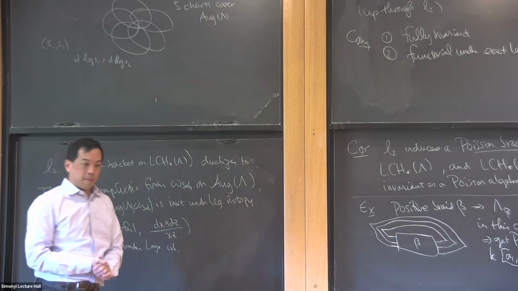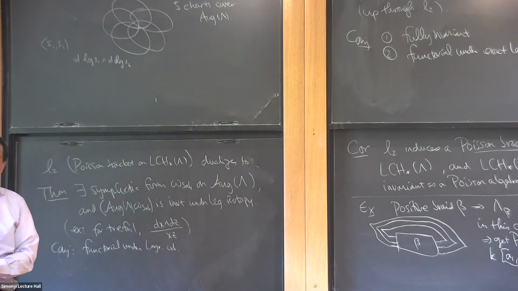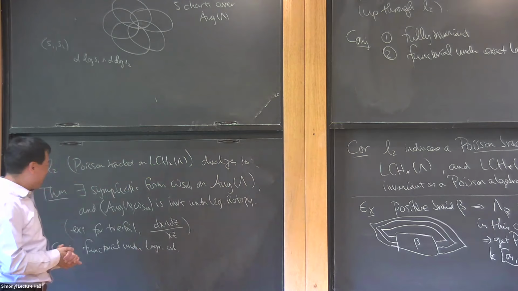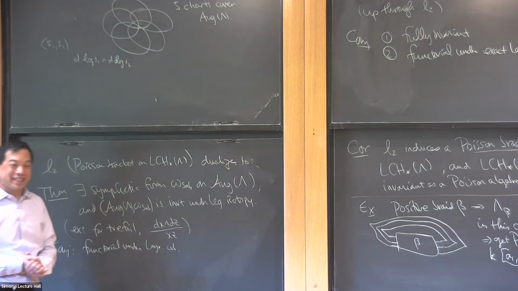Yes? Do you have examples of Legendrian knots with the same augmentation variety but a different symplectic form? Good. So right. If I'm claiming that this is a better invariant than just the augmentation variety by itself, it would be nice to have an example. I don't yet. I just haven't thought too hard about it yet.